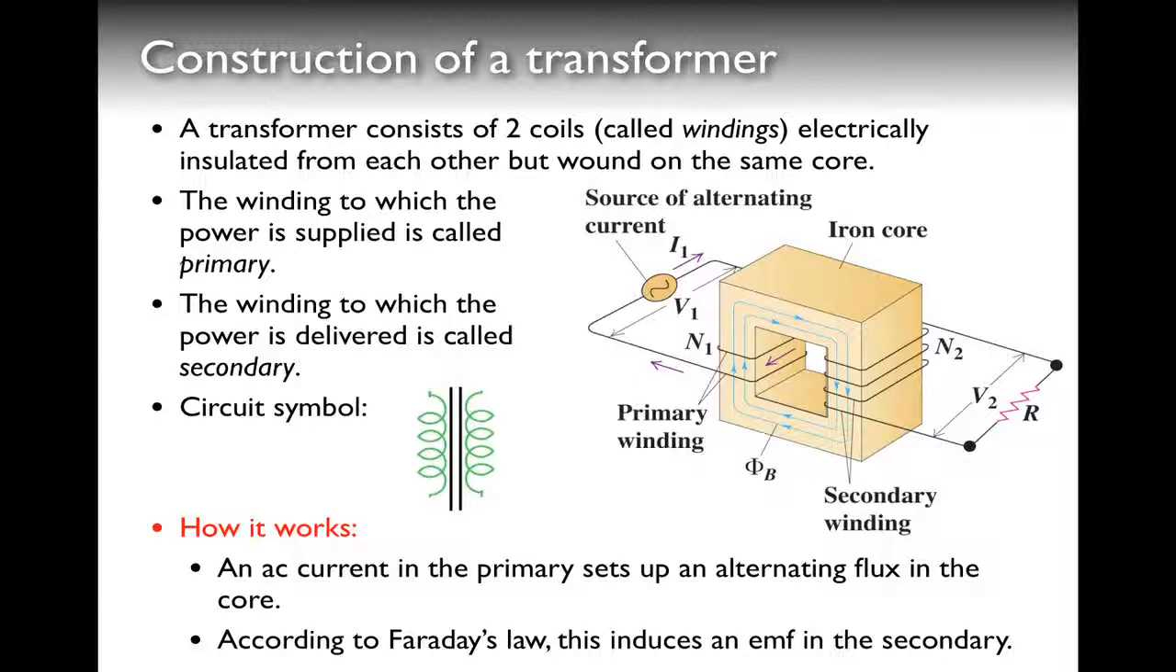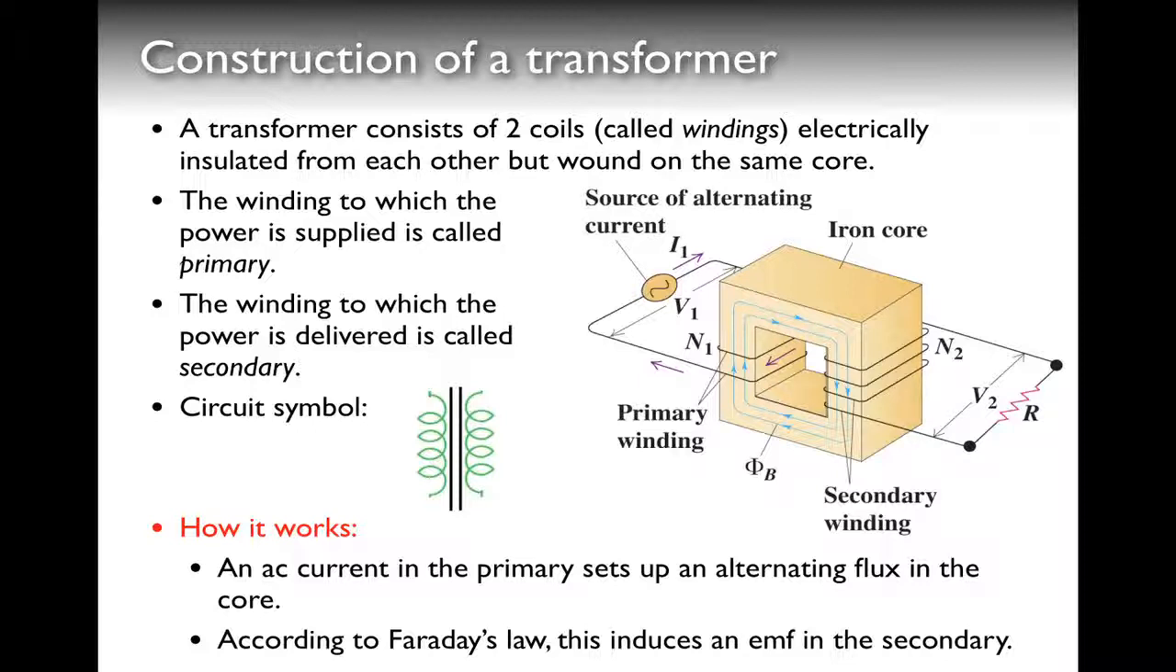The circuit symbol is two twiggly lines separated by two solid lines. Remember the circuit symbol for an inductor, so you just separate it by this iron core. Now, how does it work? It's a very simple device. An AC current in the primary sets up an alternating flux in the core, and according to Faraday's law, this induces an EMF in the secondary.